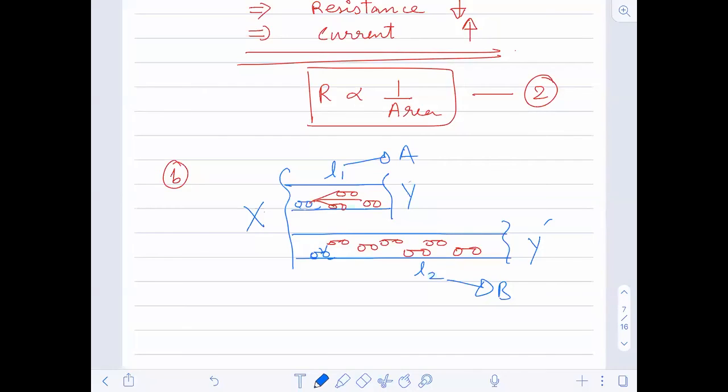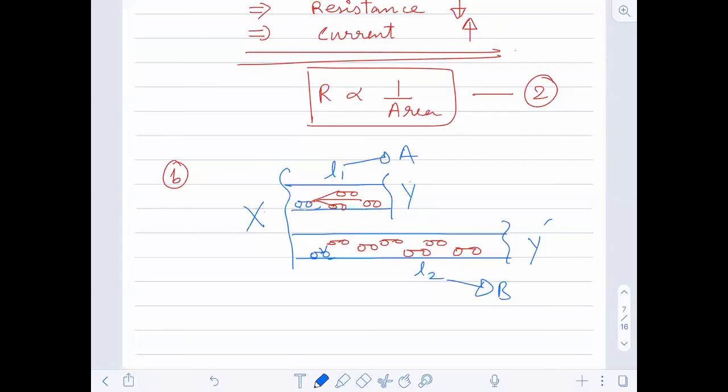Resistance can vary. Why can resistance vary? Because you have to move across the conductor, dear. And when you have to move across the conductor, you will see how many electrons, or how much resistive force, you are getting.